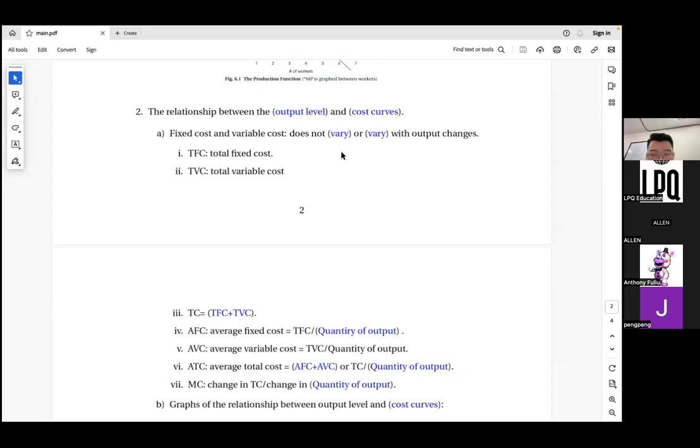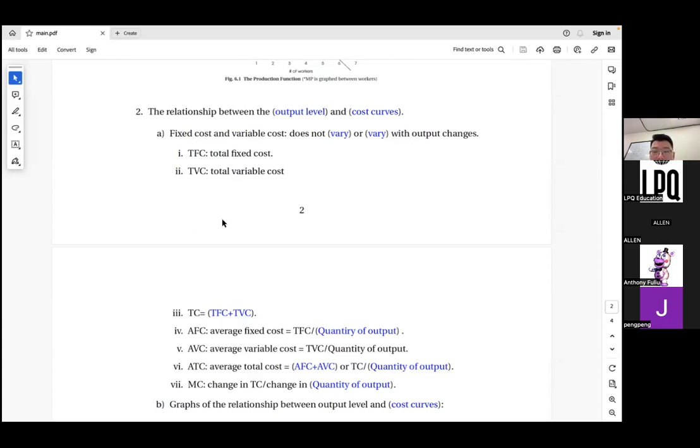One more mathematical way to define fixed cost and variable cost: fixed cost has no relationship with how many units you produce, but variable cost has a relationship with how many units you produce.